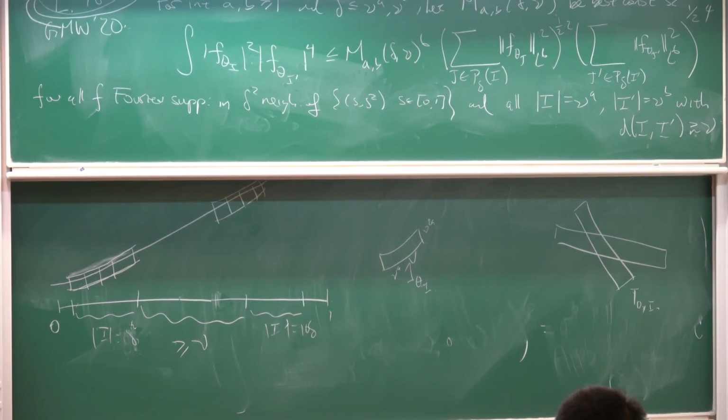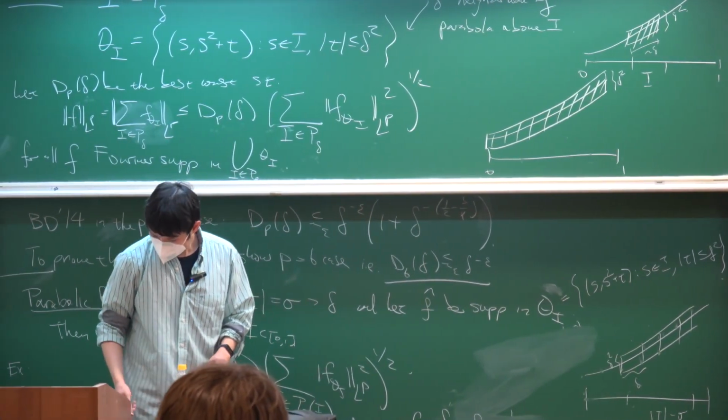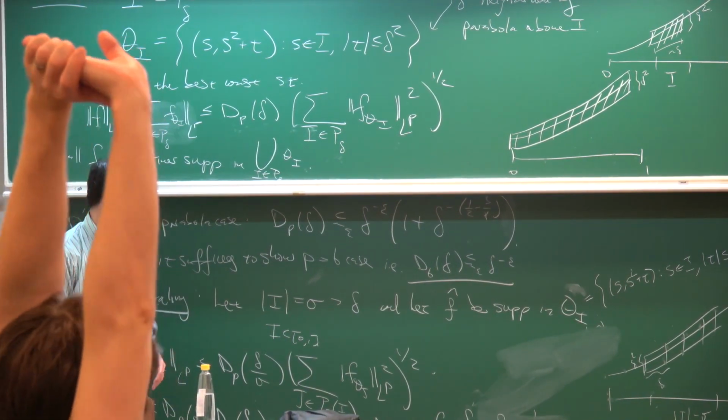Maybe, since it's 49, we take a slightly early 5-minute break. And then we start with the bilinear reduction first. Or we can continue asking questions.